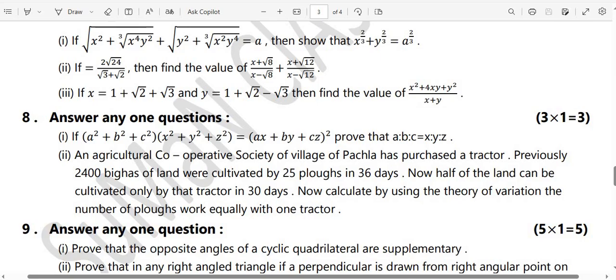Now calculate, using the theory of variation, the number of workers whose work equals that of one tractor.